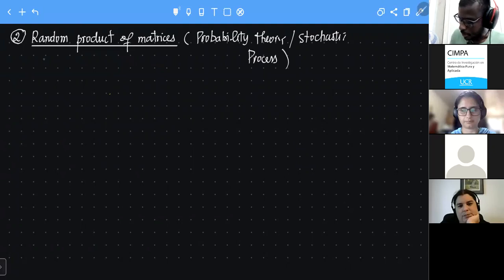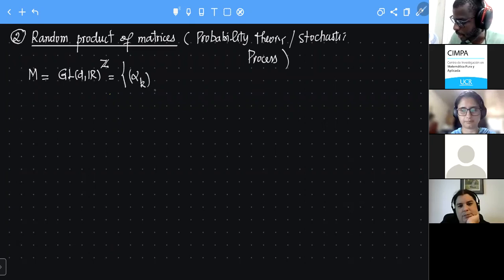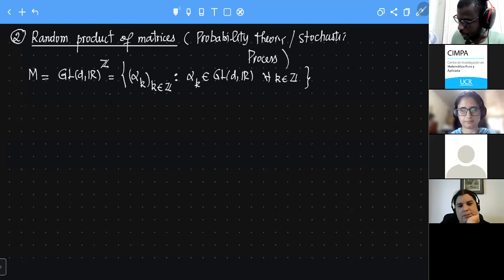I will take M to be GL(d, R) to some power. I mean, I will take the space of sequences in GL(d, R). This is just the space of sequences alpha_k, k in Z, such that alpha_k is in GL(d) for any k in Z. And I consider a map F from M to itself. This is a shift map.